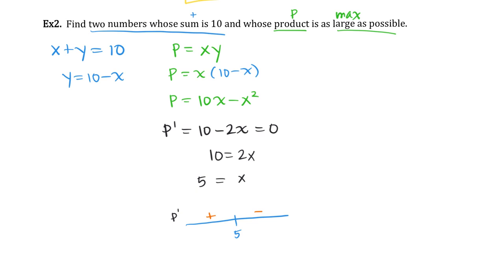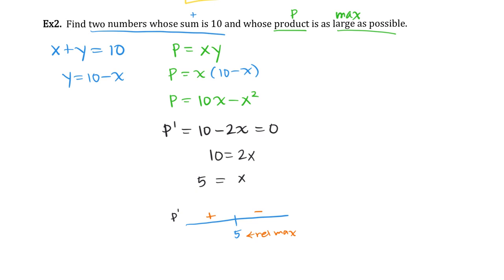It says p prime is going from positive to negative. 5 is going to represent a relative maximum, or the location of a relative maximum. Am I looking for a maximum? I am looking for a maximum. I'm looking for a relative maximum, or the absolute maximum. Since there is only one critical number and that represents a relative maximum, this is actually also the absolute maximum.